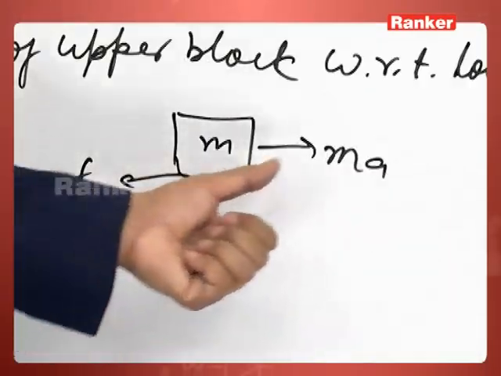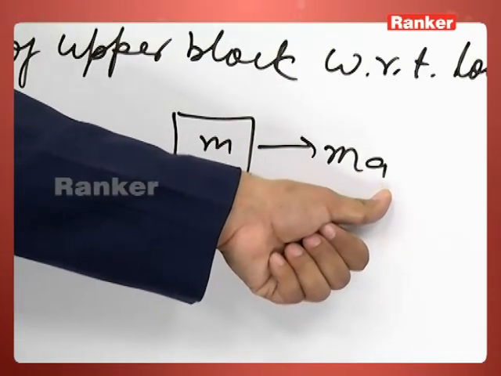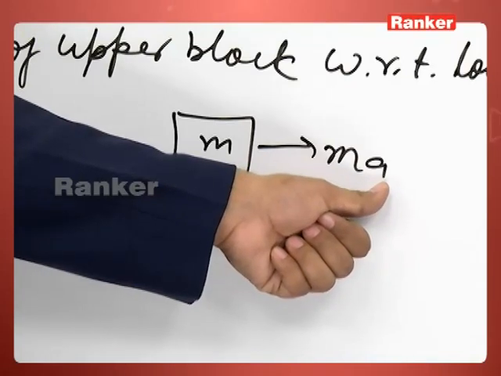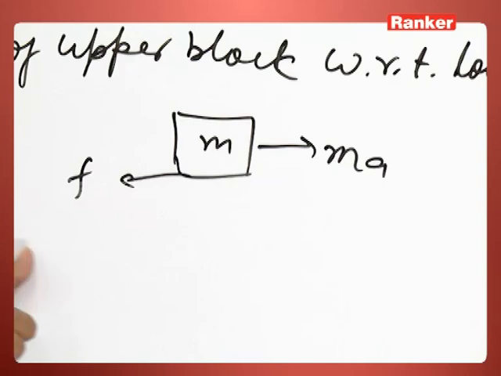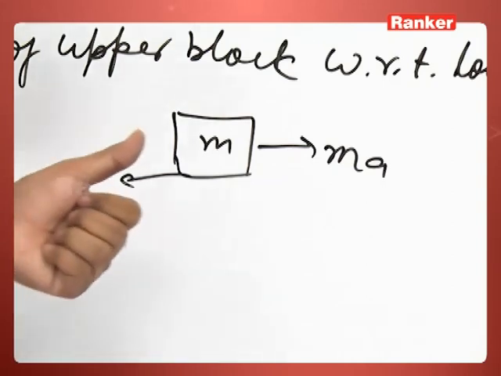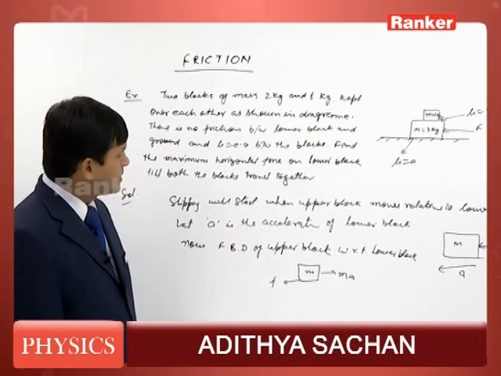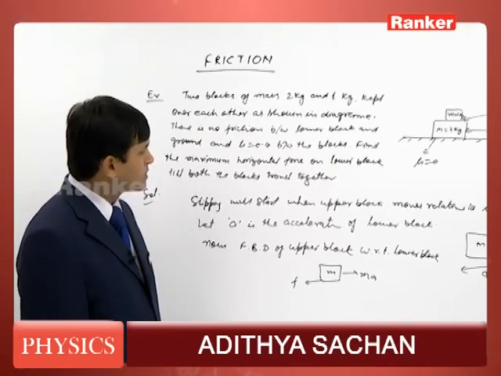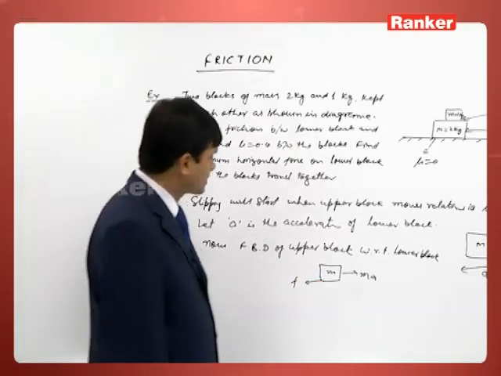And as we increase the force or the acceleration of the lower block, the friction force also increases. But friction has some limiting value. Up to that limiting value, the lower block will remain in contact, or the lower block will move together with the upper block.